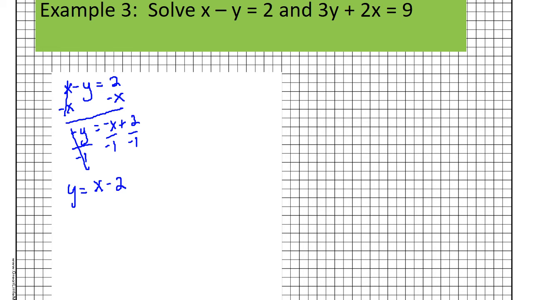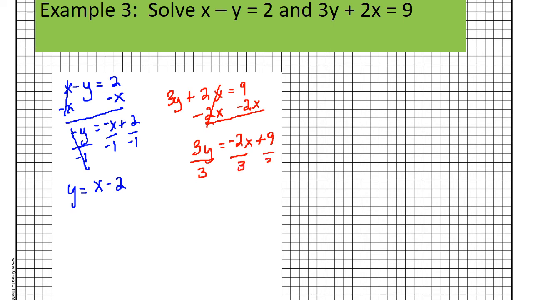So now with the other equation, we've got 3y plus 2x equals 9. This isn't even in standard form. Make sure you're getting the y by itself. We're going to subtract 2x on both sides. That gives us 3y equals negative 2x plus 9. Divide everything by 3. And we get y equals negative 2/3 x plus 3. And then we'll go ahead and graph those. So go ahead and draw your coordinate plane.